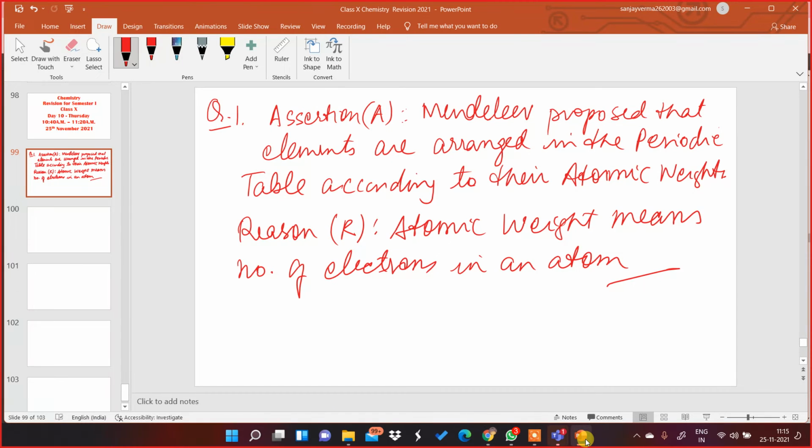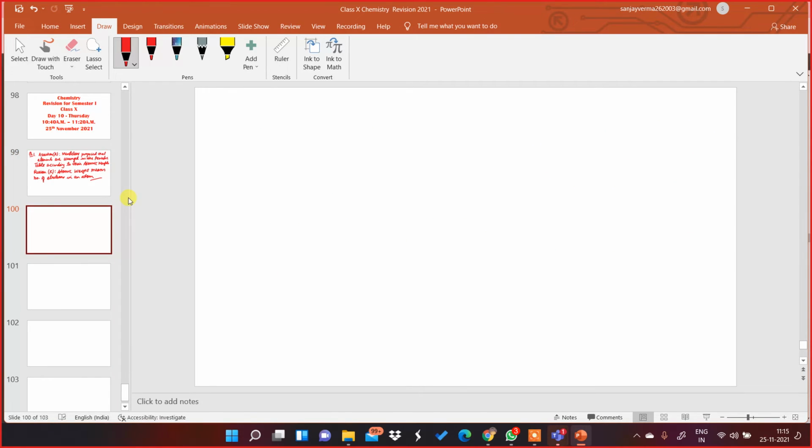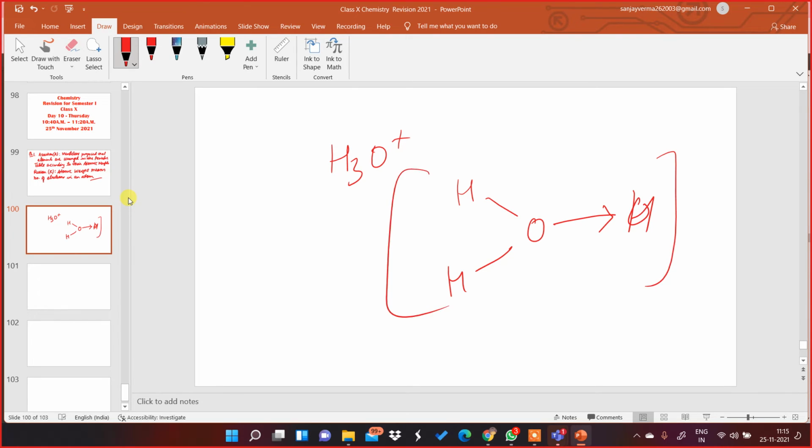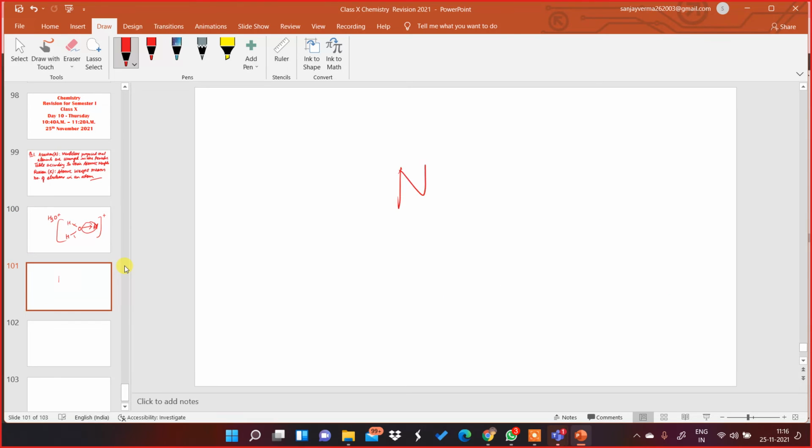hydronium ion, the formula of hydronium ion is H3O plus. Okay, so if you draw the structural formula of hydronium ion, it becomes like this. This is one coordinate bond, this H over here. So hydronium ion has two covalent bonds and one coordinate bond. And ammonium ion, NH4 plus, if you look at this, it has three covalent bonds and one coordinate bond, like this.